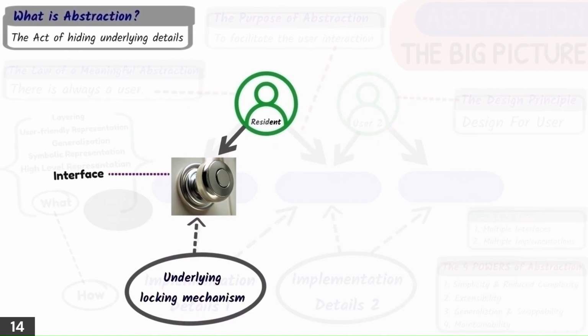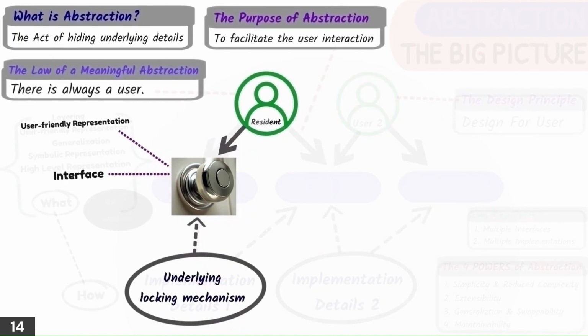Does it hide any underlying details? Of course, it does. The actual mechanism is hidden inside this user-friendly interface. Also, if you think about its height, its placement on the door, and the design, it's clear that it's made to facilitate the user. So yes, that's definitely an abstraction.